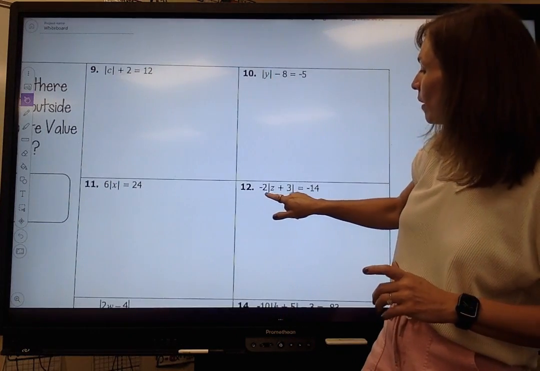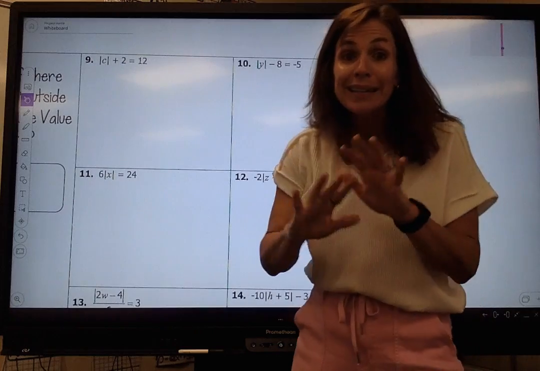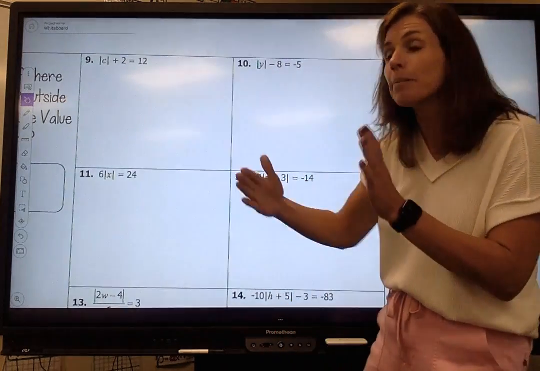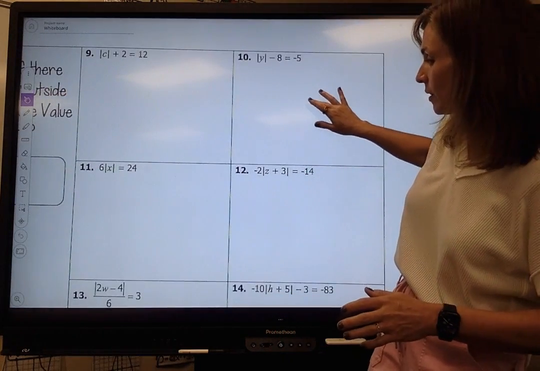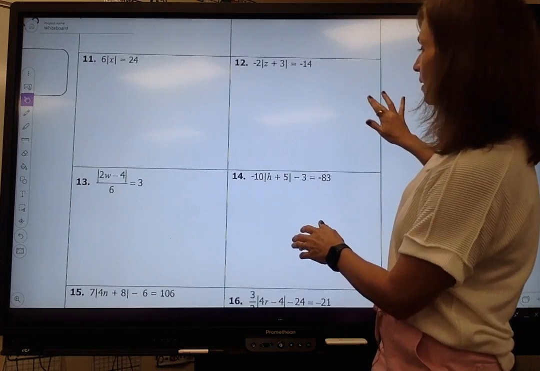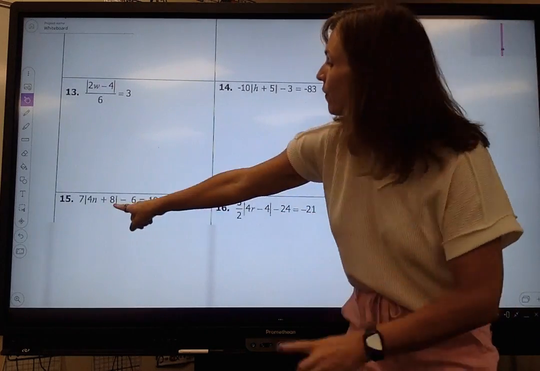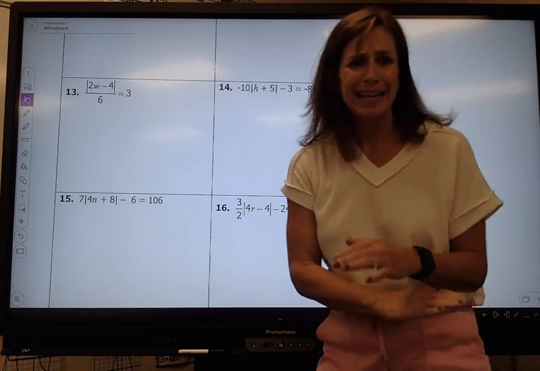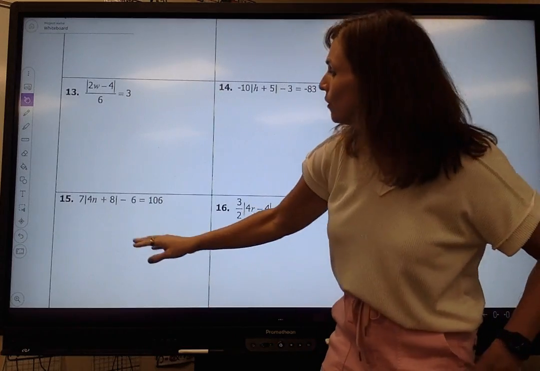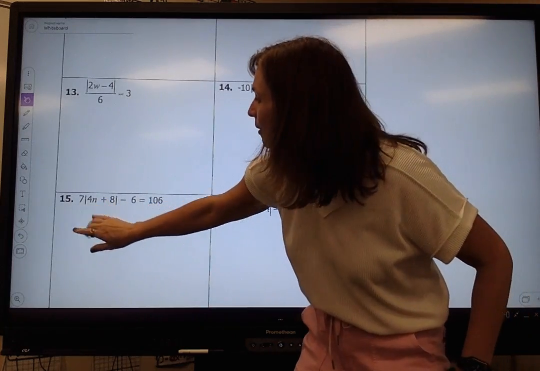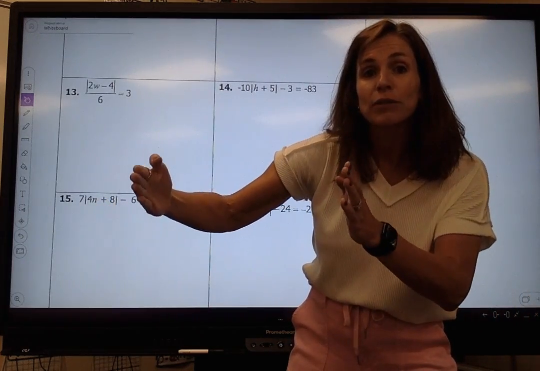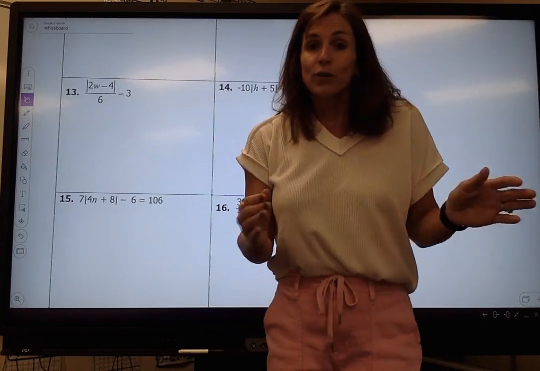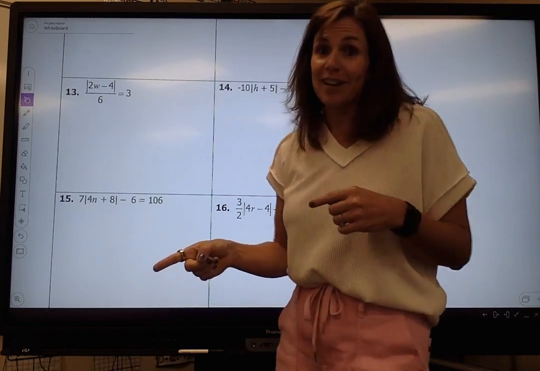Same thing with number 12. You've got that negative 2. Not isolated. You must get it by itself first. And then look down at number 13. Look at these. Look at 15 and 16 and 14. Definitely not isolated. You've got to get rid of that 6, then get rid of that 7 to get that absolute value by itself. So hopefully you know isolated versus not isolated.